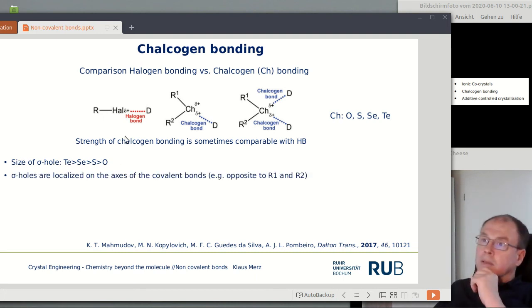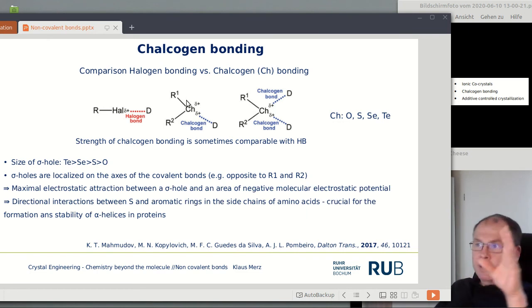So, have a look here. This is the location of the sigma hole. In the case of the sigma hole in the chalcogen, you see this in the direction of a chalcogen-carbon bond. Sigma holes are localized on the axis of the covalent bond, so on the opposite side of the substituents. In this case or in this case.